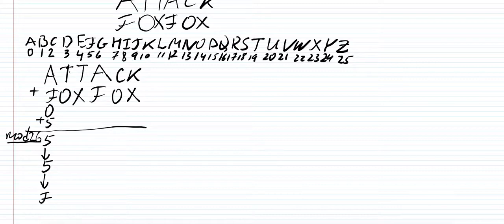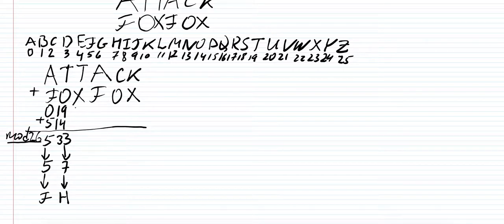Then we go to letter T over here. Letter T has encoding 19. So we put 19 over here. And letter O is encoded with 14. So we write 14 here. We add them together, so we're going to get 33. But if we use modulo arithmetic, we subtract 26. So we're going to get 7, right? And 7 is H. So we get F and H.